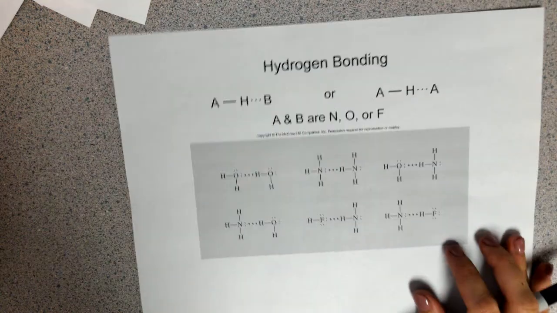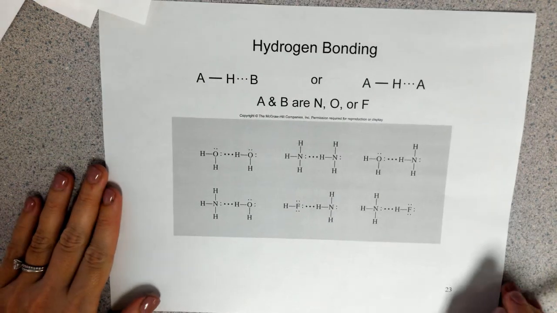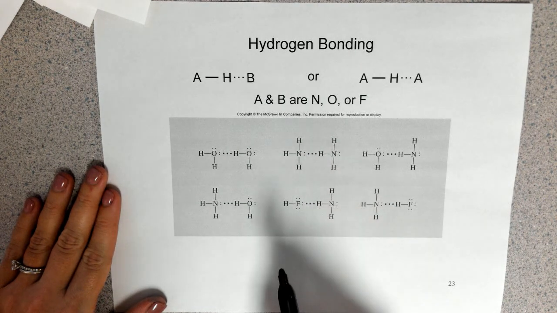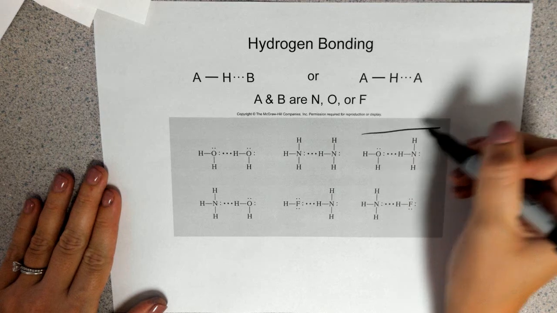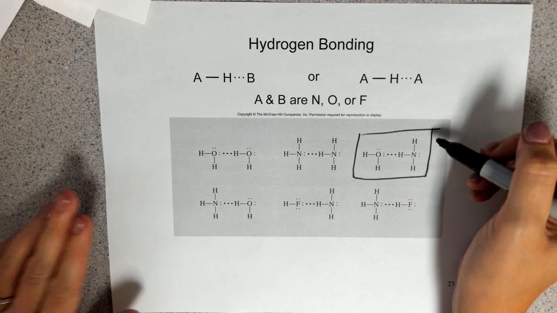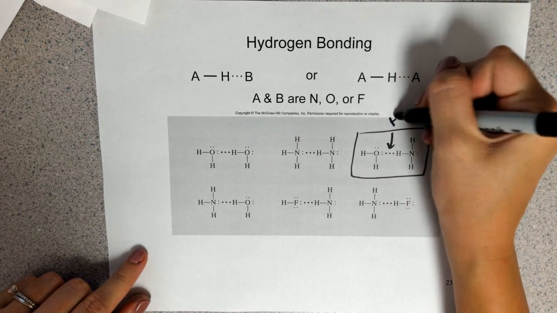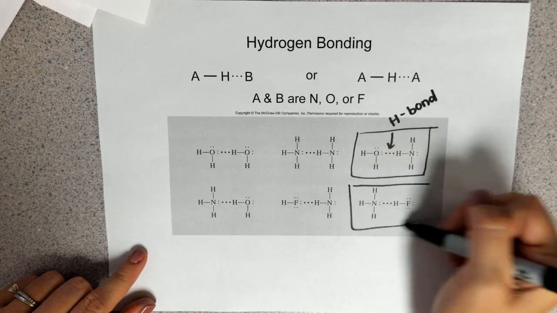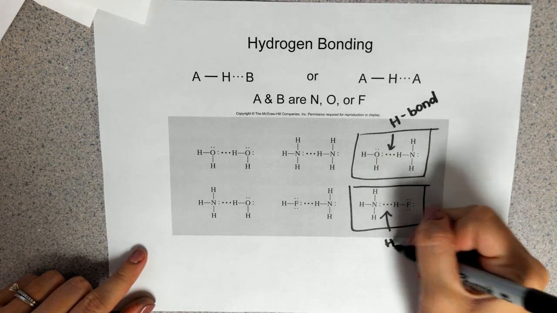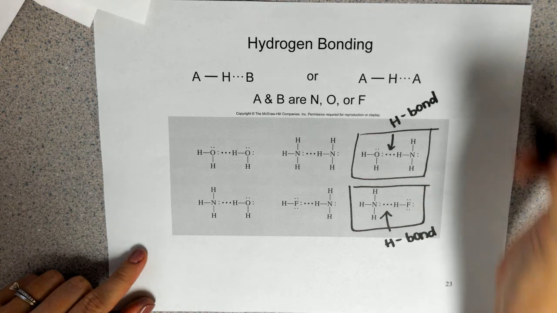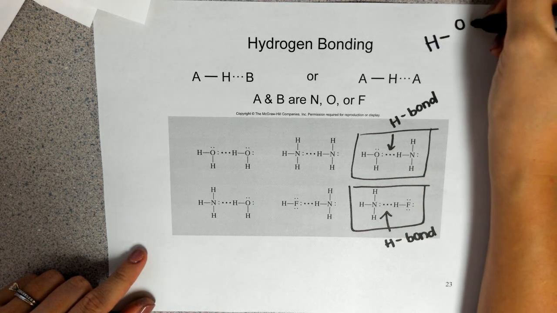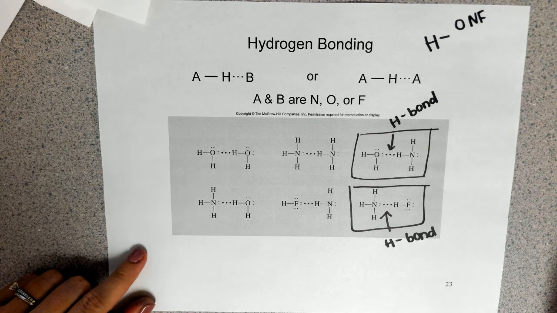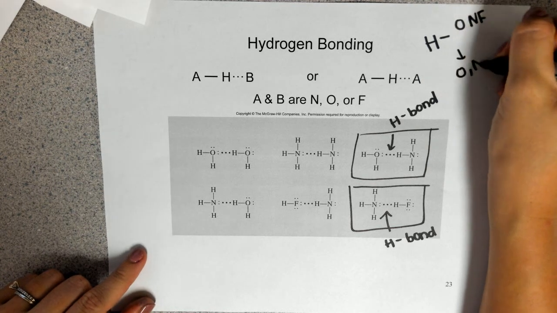Here are some other pictures of examples. So water connected to water is a hydrogen bond. NH3 by another NH3 is a hydrogen bond. Right here we've got NH3 by water. That would be a hydrogen bond. You can have NH3 near HF. That would be an H bond. So you have to have in your molecule H connected to O, N, or F, and it needs to be by something else that has O, N, or F.